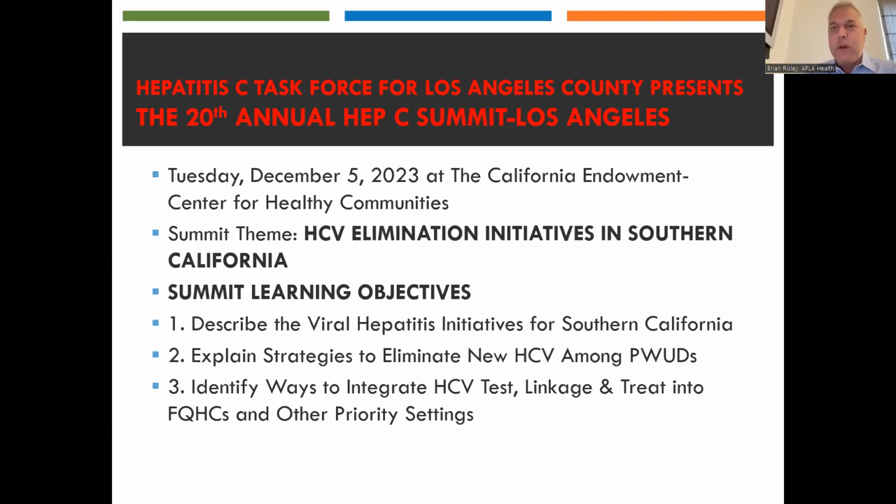And as I said, this is our 20th anniversary. And save the date, we'll be sending out a save the date flyer actually Tuesday, December 5th at the California Endowment. And our summit theme is HCV elimination initiatives in Southern California. Our learning objectives for this year's summit: describe the viral hepatitis initiatives for Southern California, explain strategies to eliminate new Hep C among people who are using drugs, and identify ways to integrate HCV test, linkage and treat into FQHCs and other priority settings. Next slide.